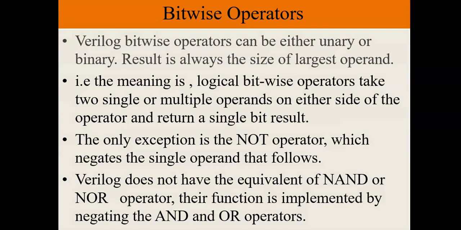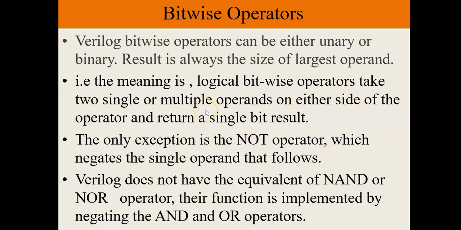Similarly, the next one is bitwise operators. Verilog bitwise operators can be either unary or binary, similar to arithmetic operators. The result is always the size of the largest operand. This is the most important thing. In bitwise operators, the result is always the size of the largest operand. That means if I perform a bitwise operation on two operands, one having 3 bits and the other having 4 bits, the result is always 4 bits, because it is always the size of the largest.